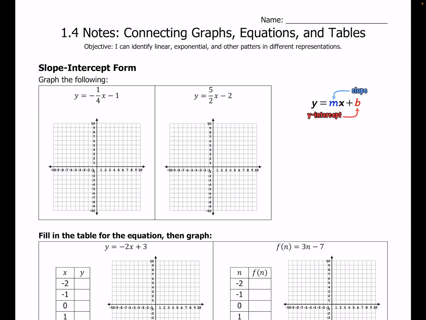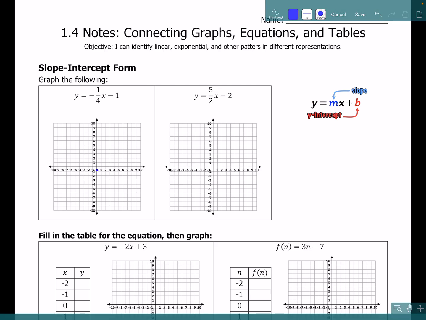So we're going to start by graphing from the y equals mx plus b form, where the number in front of the x is the slope and the number after the x is the y-intercept. So this first one, y equals negative 1/4 x minus 1, starts here on the y-axis at negative 1, and then the slope is down 1 and right 4. And then I'm going to continue that slope across the graph, and try to connect the dots with a straight line.